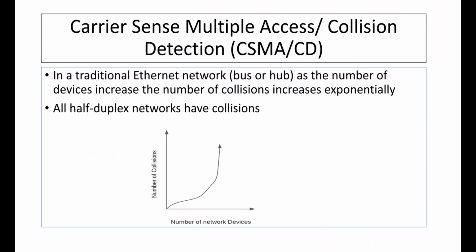Now, one thing about Ethernet networks, as the number of devices increase, the number of collisions increase, and it grows quite dramatically. This is a feature of all half-duplex networks. You do not need a hub to have this chart look like this. Any sufficiently large half-duplex network will work. So it could be a hub, it could be a coaxial cable, any number of things that could cause these collisions.